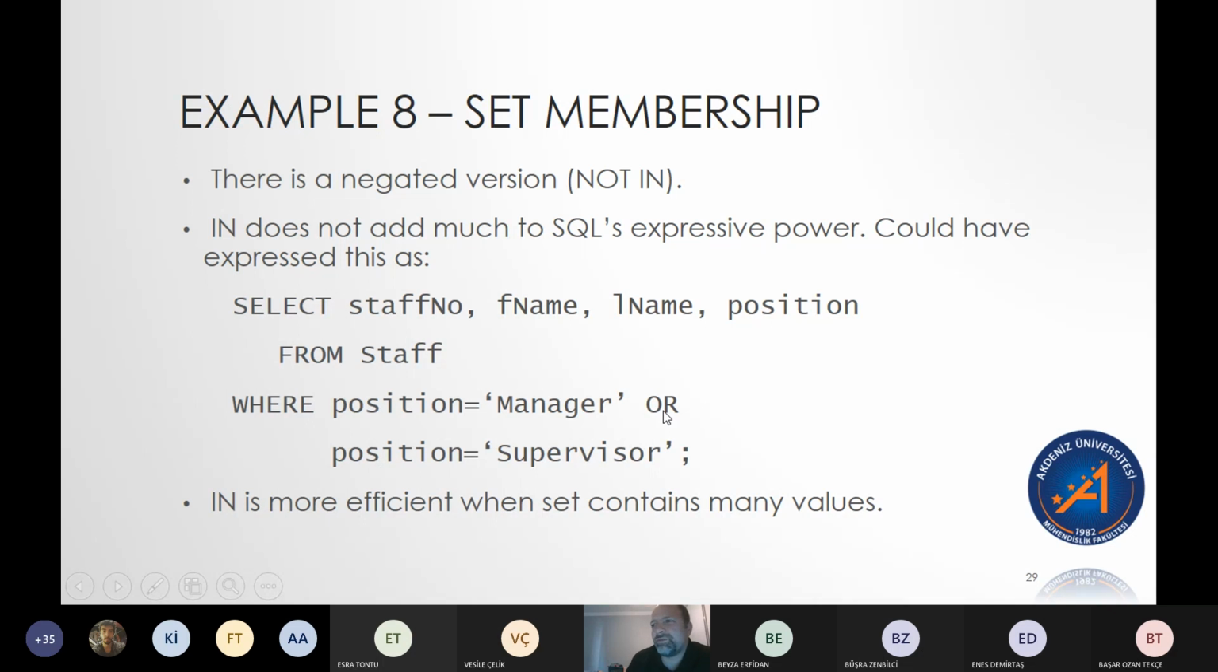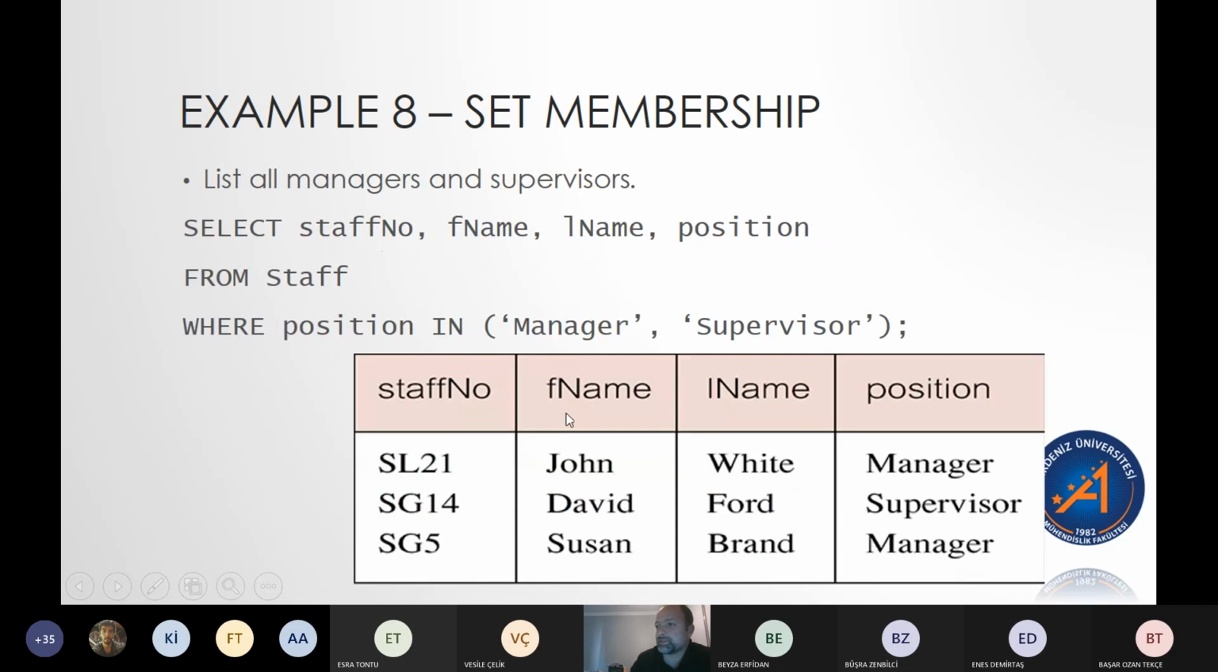But this could get to be very hard to type over and over again. Position equals manager or position equals supervisor or position equals clerk or position equals, right? That could be very tedious to type over and over again. So the set membership usage like this can be easier to understand in a situation like that.